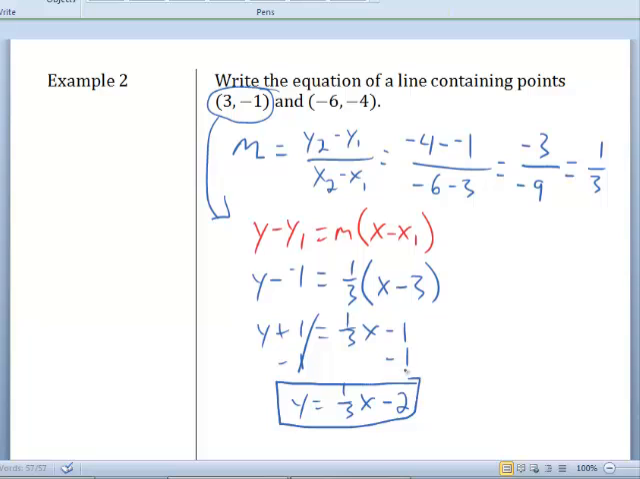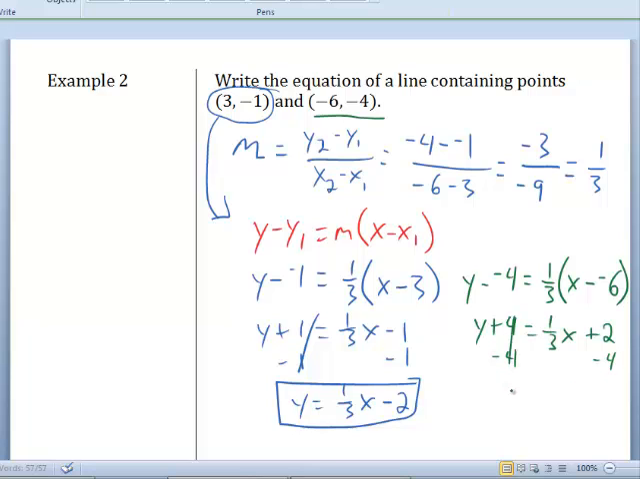There's my equation. Just for illustration's sake, I want to also use my other coordinate, (-6, -4), and see what happens. Well, I'm going to have y minus the y coordinate, -4, equals the slope, 1/3, parentheses, x minus my x coordinate, -6. So y plus 4 equals 1/3, and then 1/3 times +6, this becomes a positive here, 1/3 times +6 is +2. Subtract 4 from both sides. So I'm left with y equals 1/3 x plus 2 minus 4, which is -2. Look at that, exact same equation, so it does not matter which point you choose.